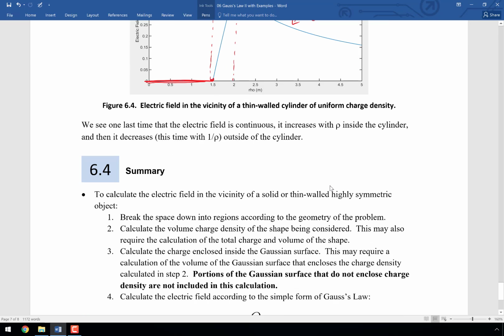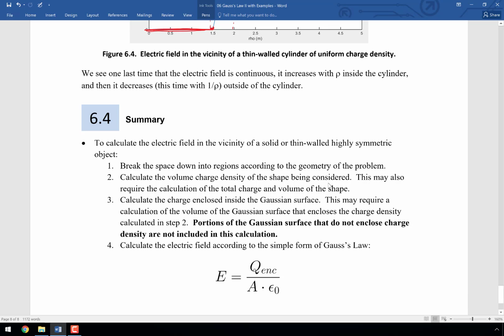So the last thing I want to leave you with is this step-by-step procedure. Break the space down into regions. For each of those regions, calculate the volume charge density, so calculate rho sub V. This may also require the calculation of the total charge and the volume of the shape. Calculate the charge enclosed, which will require the calculation of the volume of the Gaussian surface. And then remember, portions of the Gaussian surface that do not enclose charge are not included in this part of the calculation.